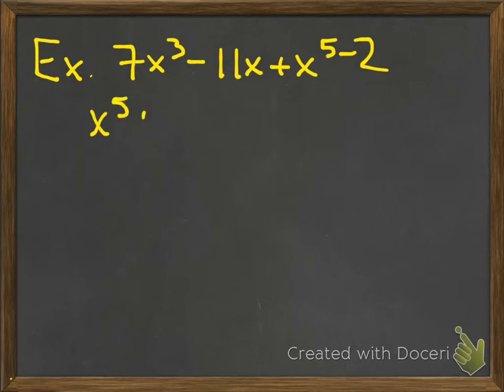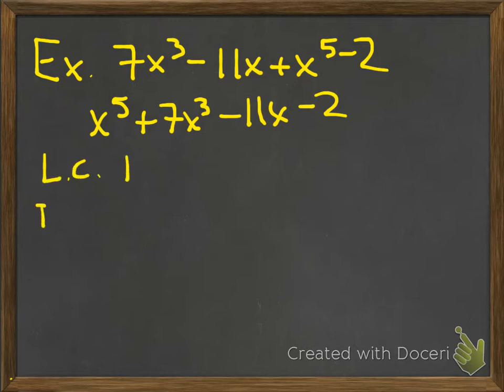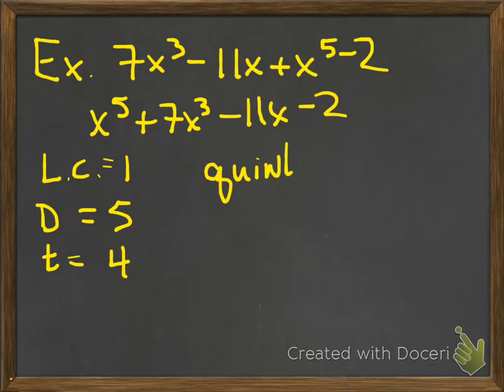Go ahead. So get them in order first, then decide what's the leading coefficient, what's the degree, how many terms does it have. So what's the leading coefficient? 1. What's the degree? 5. How many terms? 4. Okay. And then from there you can get the name. Degree of 5 is what again? Quintic. Quintic, and since it's got 4 or more terms, we'll just say polynomial.